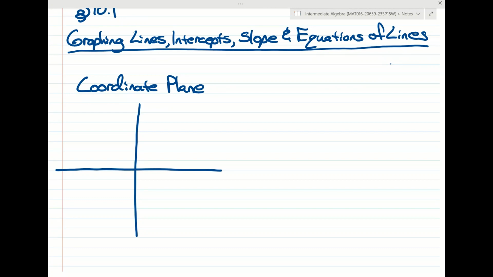And I'm going to assume that you don't know anything about the coordinate plane. So this will probably be review for some of you. How many of you have never seen this before? Okay, you're in for a treat. So when we have a coordinate plane, it's just a way to organize numbers.